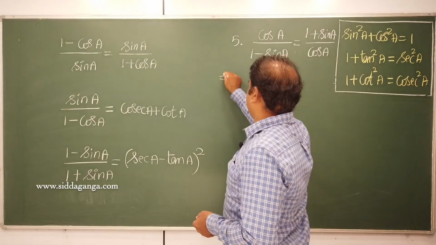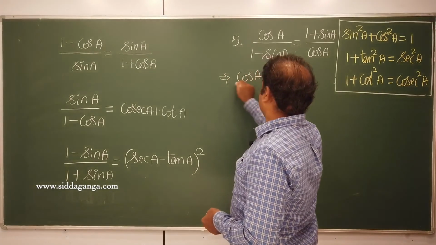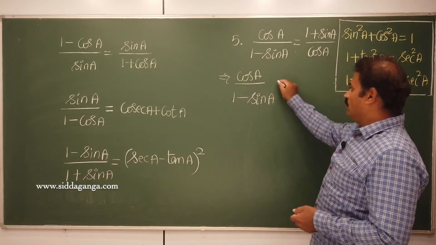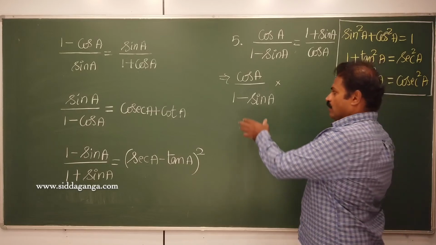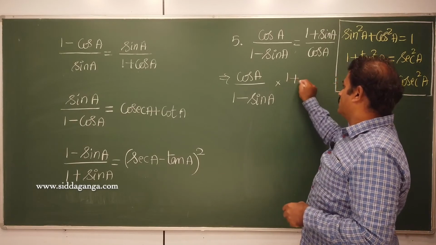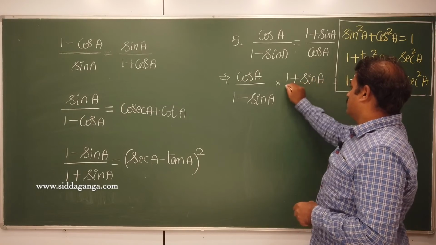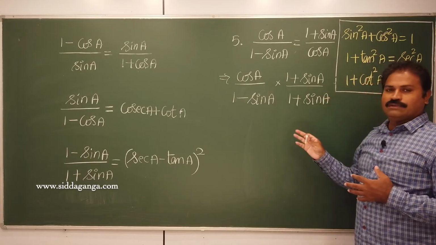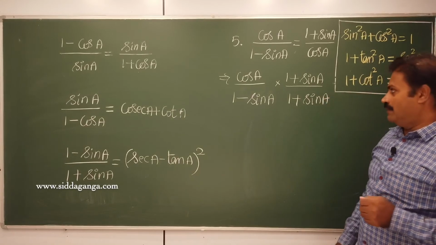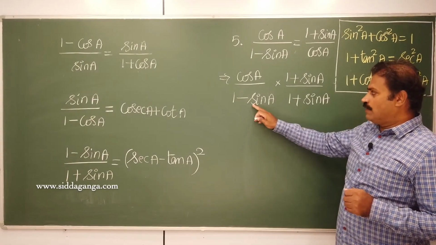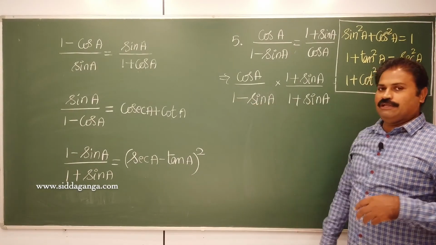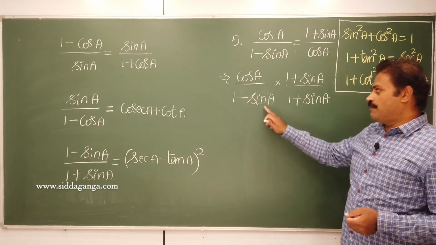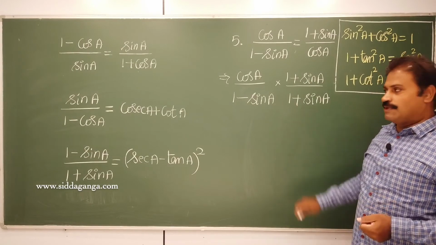So here you have cos A by 1 minus sin A. What I'm going to do is multiply and divide by the conjugate of this, so 1 plus sin A divided by 1 plus sin A. This is very similar to rationalizing the denominator, which you already know very well. So 1 minus sin A into 1 plus sin A will give you 1 minus sin square A. It is a square minus b square because it is in the form of a minus b into a plus b, which is a square minus b square.